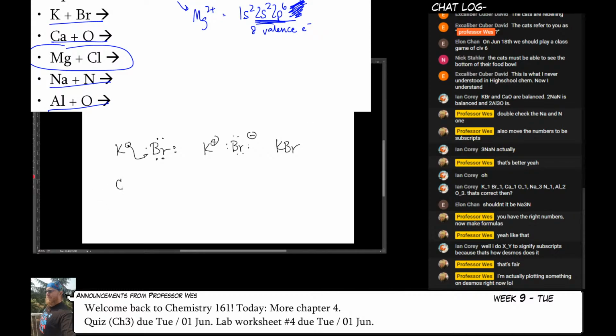And same thing with calcium oxide. So calcium has 2 valence electrons. Oxygen has 6, and it needs 2. So, hey, I'll take your 2 electrons. There you go. And we'll put all these dots on oxygen. There we go. CaO.